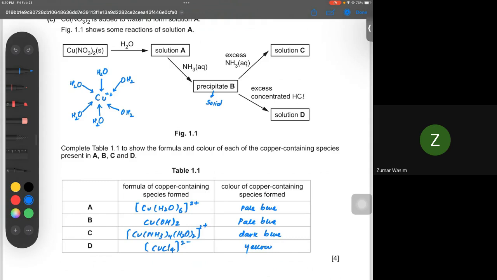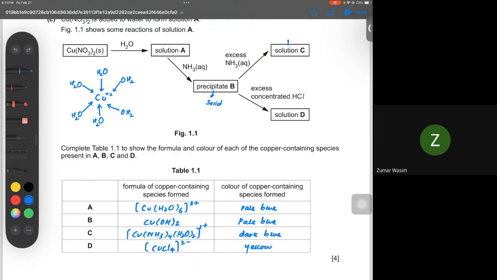Why? Because you can see in the first equation, the copper is +2, and in the second equation, the copper is again +2. And the ligand is having almost the same strength, you can say. So that's why the color is the same, pale blue and pale blue. And if you check C, you are going to add ammonia into copper hydroxide. You are going to add excess ammonia into this precipitate. So ultimately, they are saying solution C.